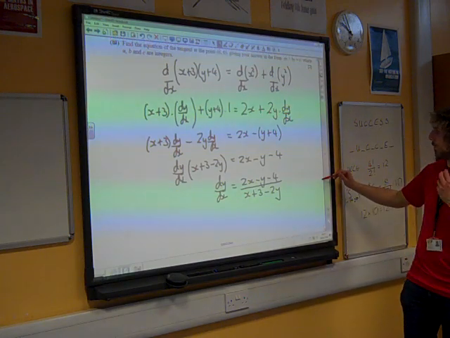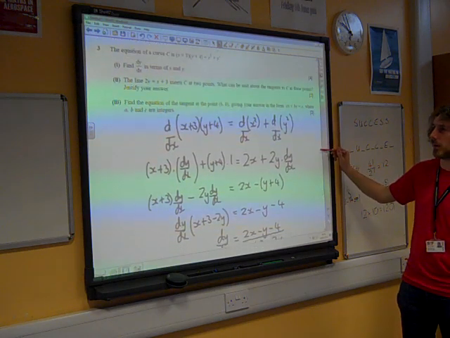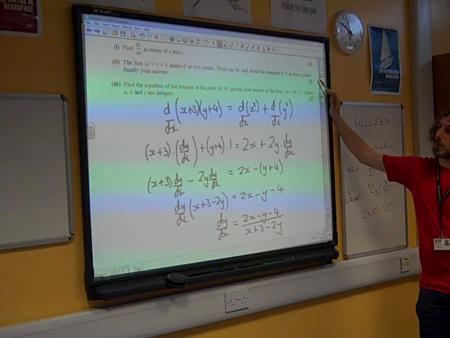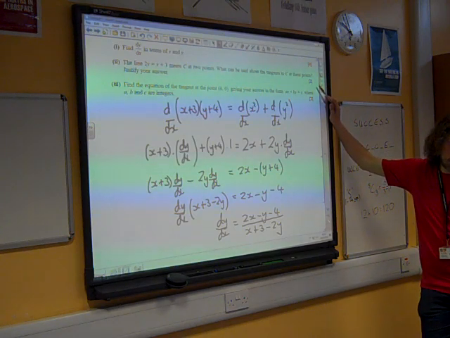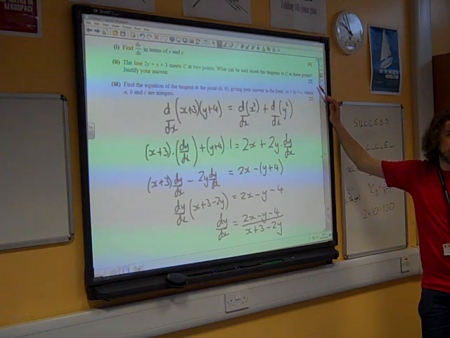And that was quite a few marks, wasn't it? 4 marks just for finding dy/dx in terms of x and y. Right. The line 2y = x + 3 meets C at 2 points. What can be said about the tangents to C at these points? Justify your answer.